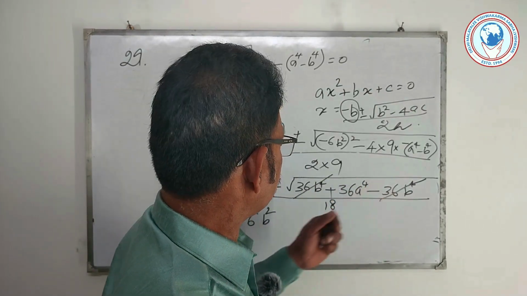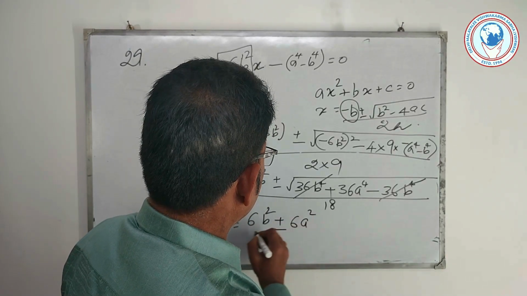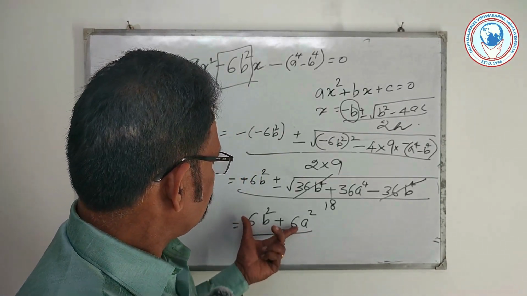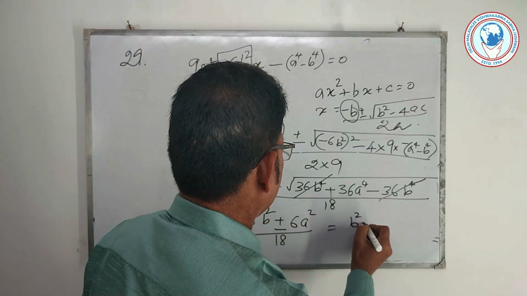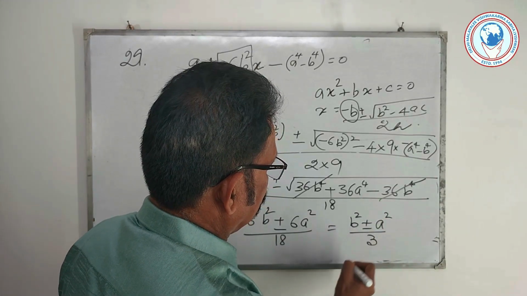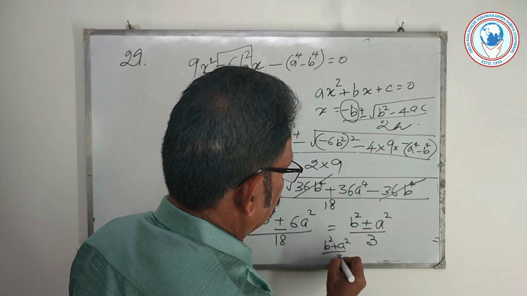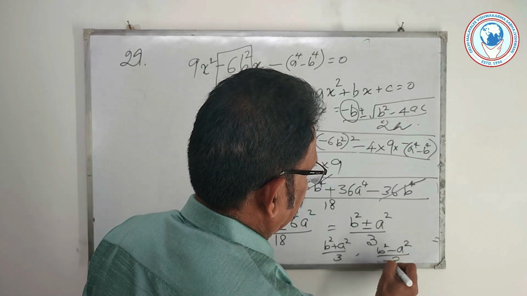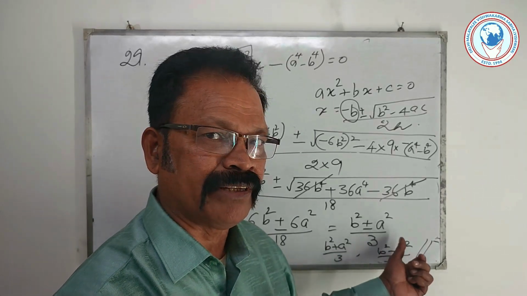So 36a raised to 4, its square root will be 6a square, divided by 18. Taking 6 common factor, we will get b square plus or minus a square whole divided by 3. Roots are b square plus a square by 3 or b square minus a square by 3. These are the roots.